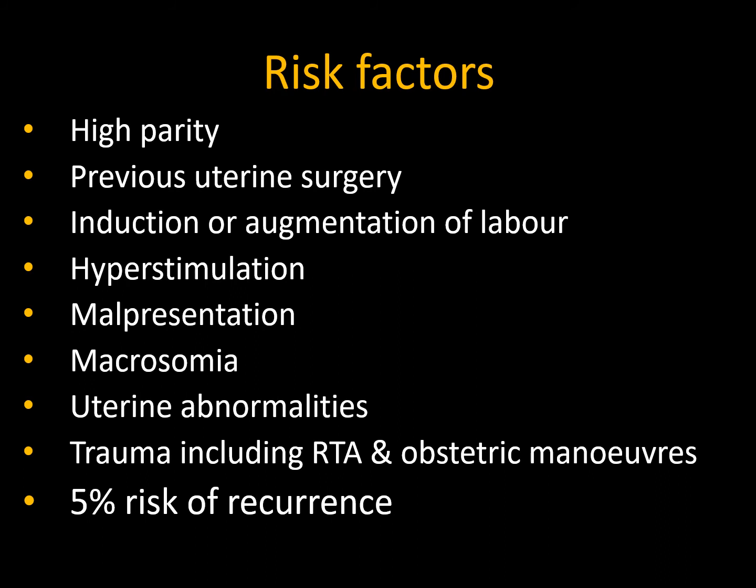Risk factors include high parity, previous uterine surgery, scarred uterus, and induction or augmentation of labor. This means that we're probably talking about hyperstimulation, where we have tetanic contractions. Malpresentation on its own is a risk. Malpresentation in labor will lead to ruptured uterus, as will macrosomia, uterine abnormalities, trauma such as a road traffic accident, and obstetric maneuvers. The risk of recurrence is around 5%. So if a previous ruptured uterus occurred, then the chance is 5%.